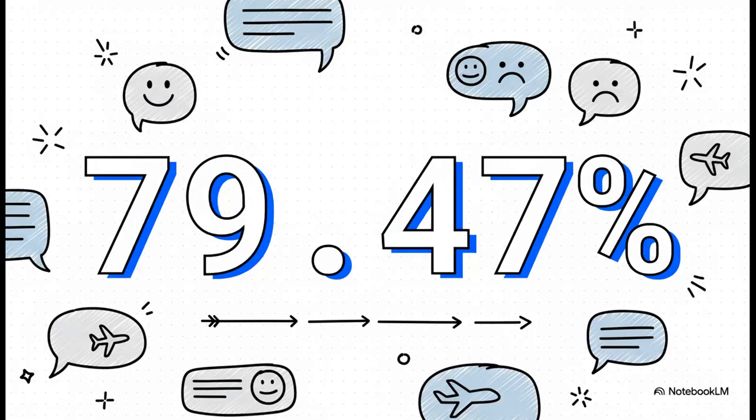So how did it do? The results were actually pretty darn good. The model hit an accuracy score of nearly 80%. What that means is that about 4 out of every 5 times, it could correctly guess the sentiment of a tweet it had never even seen before. That's a really solid start.